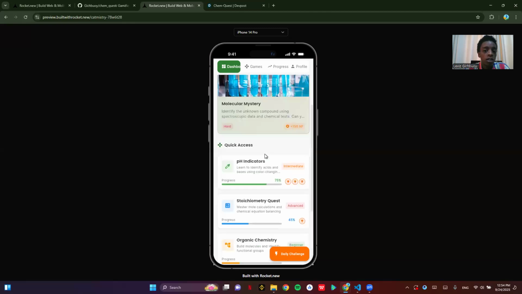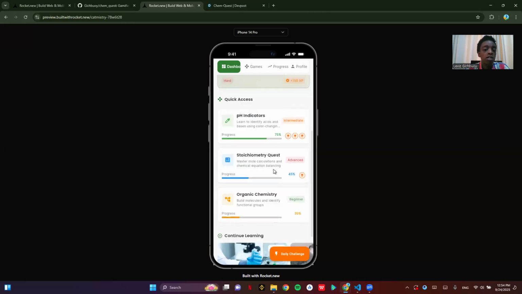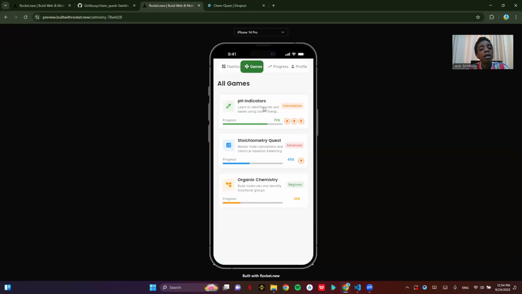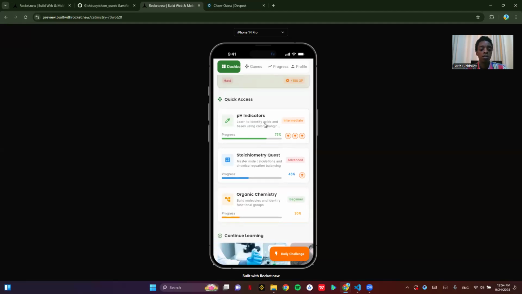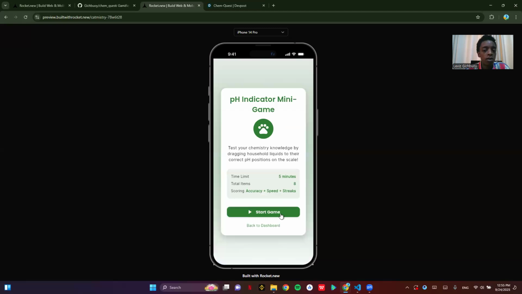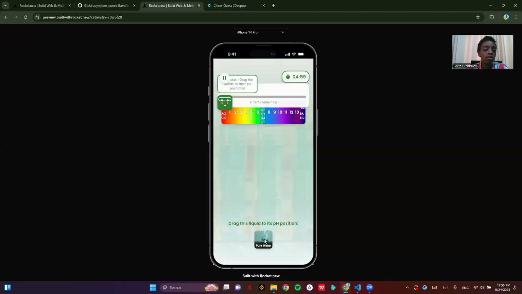The student can access the games over here, in this games tab in the navbar. So like the pH indicators game, for example, instead of students learning the theory about pH indicators, they can actually solve puzzles about it and learn more, to help them understand more deeply. So this is the game.